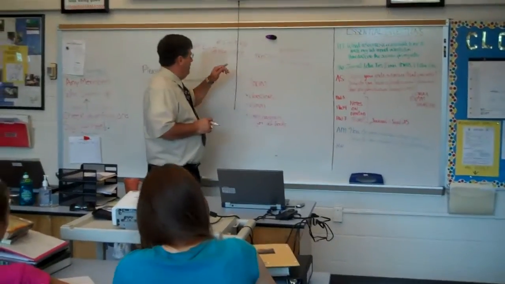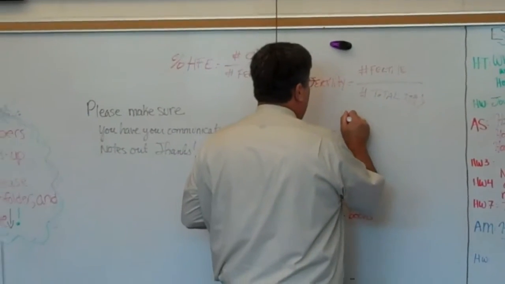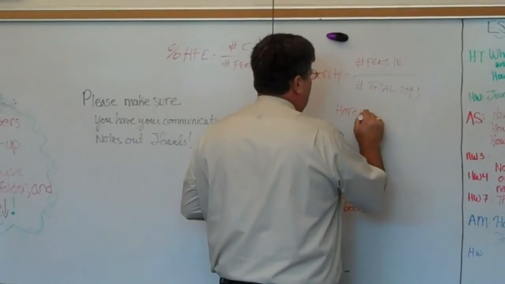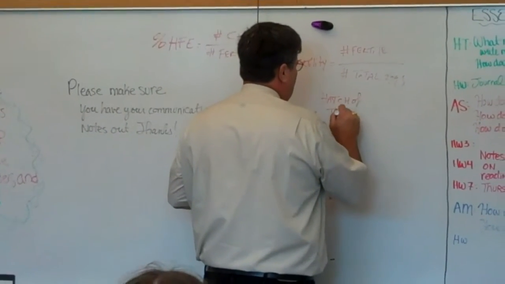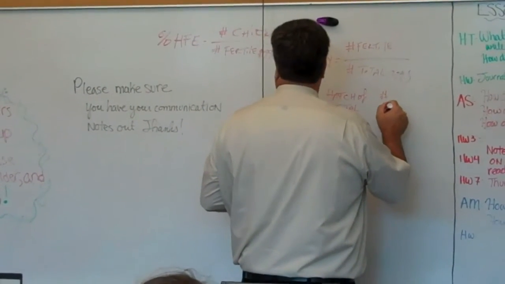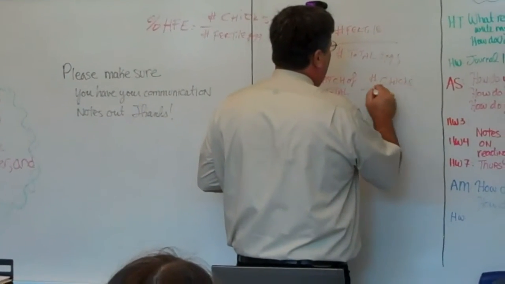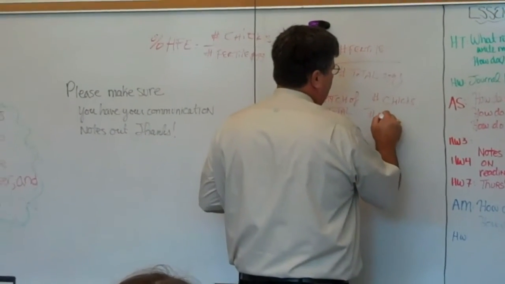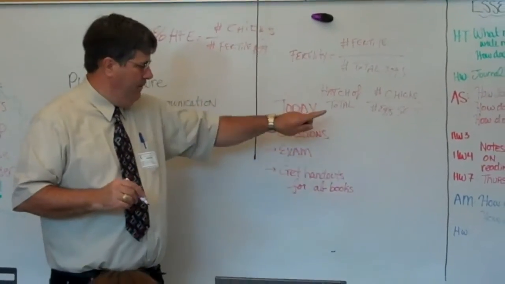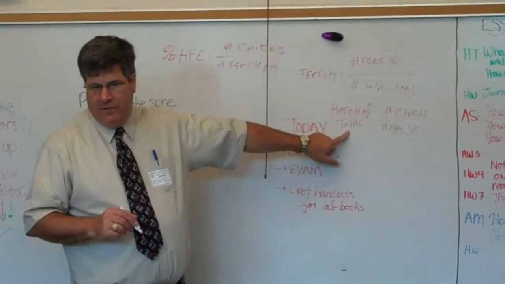Okay? And then the last thing we look at, hatch of fertile, is hatch of total eggs. Hatch of total eggs is the number of chicks to the number of eggs set. And this particular value is a measurement of management efficiency.